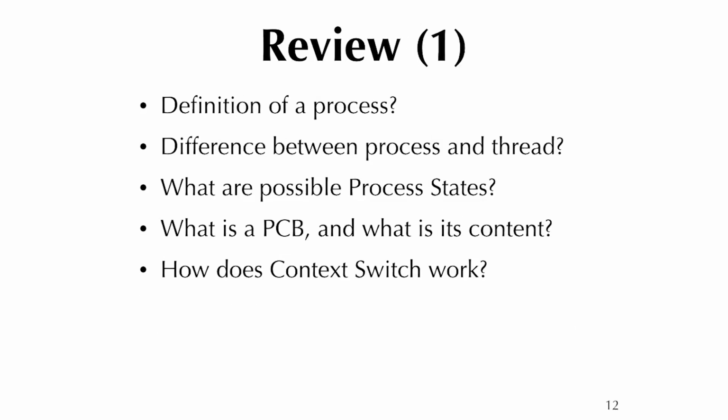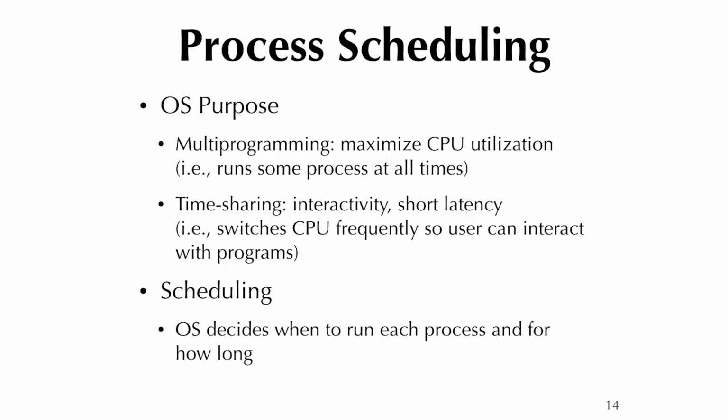Okay, so you should know what a process is, different synonyms: process, job, task, right? And also the difference between a process and a thread. But we'll come back to threads next chapter. And possible process states conceptually, what a PCB is, its content, and context switching. Okay, so we'll do context switching next, which is related to process scheduling.